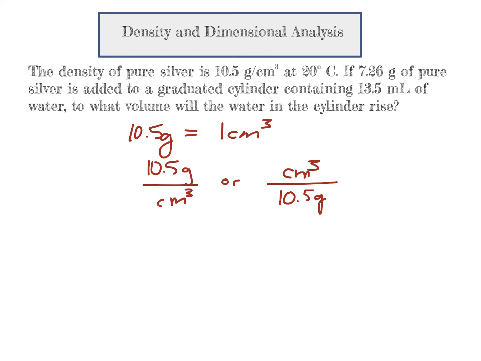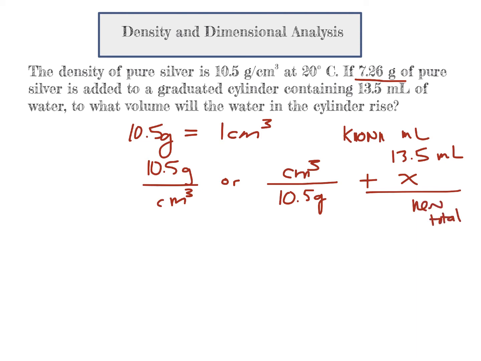Okay, the next chunk of information says if 7.26 grams of pure silver is added to a graduated cylinder containing 13.5 milliliters of water, to what volume will the water in the cylinder rise? Okay, so here's my plan. I have my known water amount, my known milliliters, 13.5. And I don't know how much I'm adding to get my new total. So my question's really asking me, what volume amount is my pure silver sample going to take up?